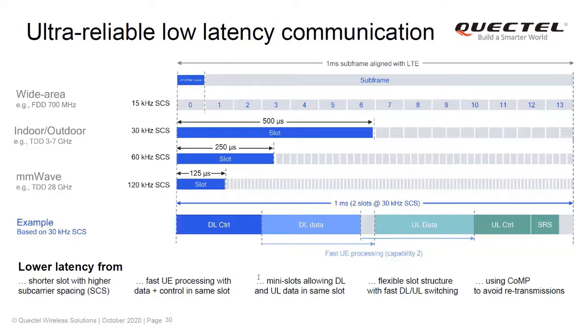with data and control signals in the same slot, as you can see in the bottom side, and also mini slots allowing download and upload data in the same slot. This architecture is flexible and allows fast switching between download and upload, and also using such information to avoid retransmission of the signal.